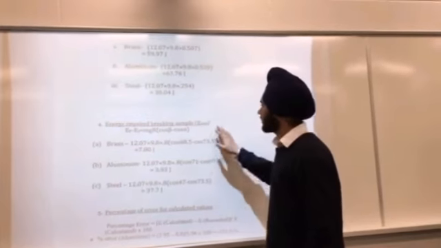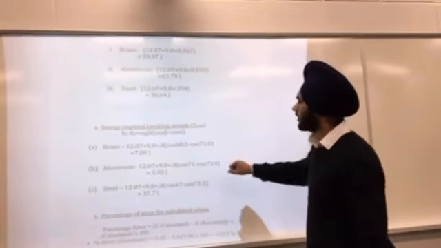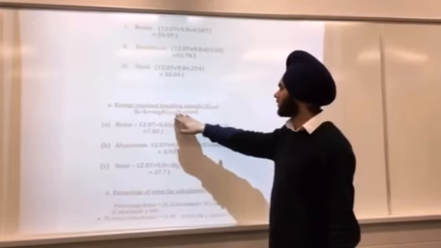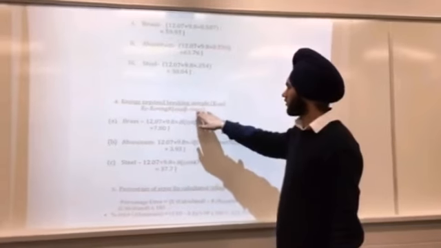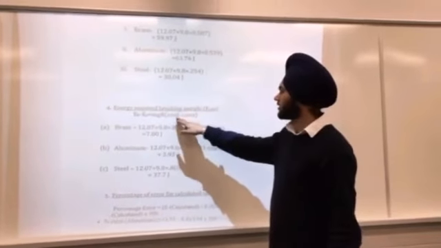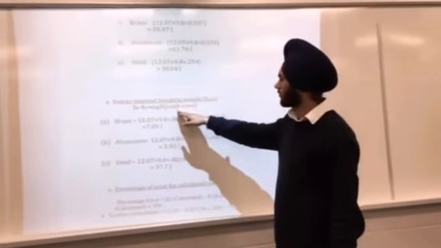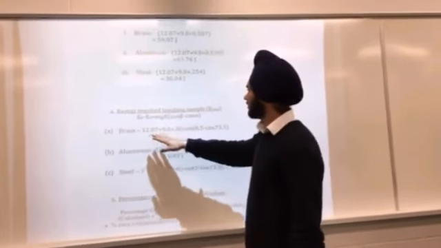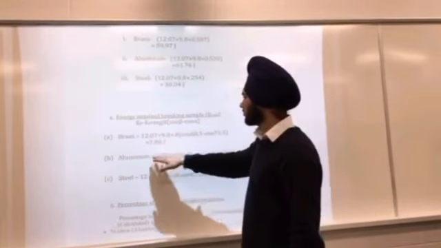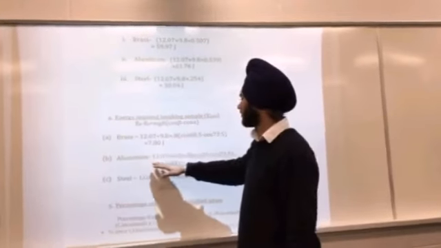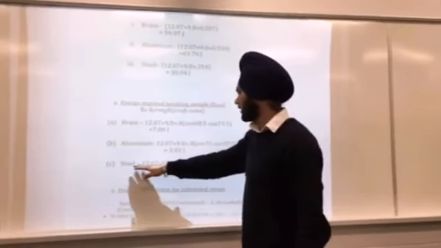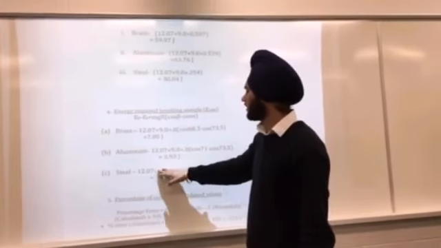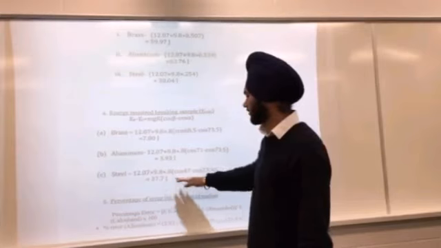Now the energy required for the sample breakdown. The formula for this is mgR (cos beta minus cos alpha). Cos alpha is the initial angle and beta is the angle we have taken after the breakdown. For the brass it is 7.80 joule, for the aluminium it is 3.93 joule, and the steel is 37.7. As we have seen, for the steel the energy of breakdown is very high.